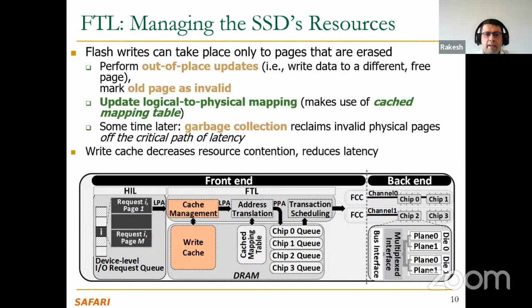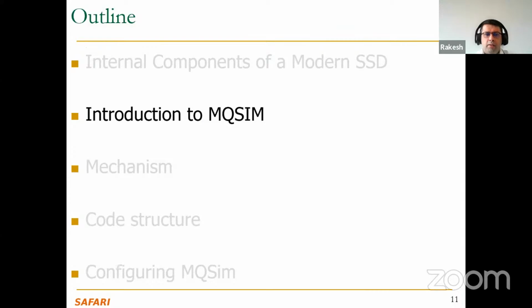We also have a write cache, which is used to decrease resource contention, and this also reduces the latency. The write cache is where the data gets written to, and the host can prepare an acknowledgement immediately, and the writes tend to be written gradually to the backend. So these are the main components of a modern SSD, and MQSim actually models them in the simulator.